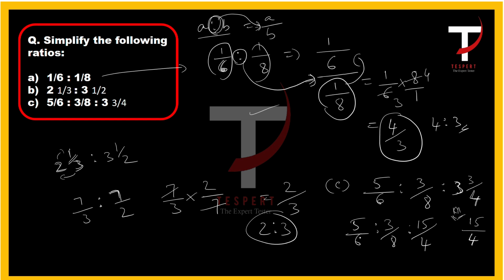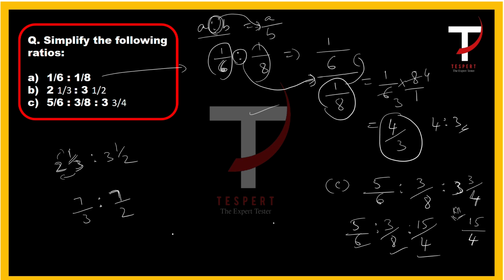Take the LCM of the denominators, the LCM of 6, 8 and 4. What will be the LCM? The LCM is 24, right? So let me erase this. So the LCM of 6, 8 and 4 is 24. So we can multiply each and every fraction with that LCM.